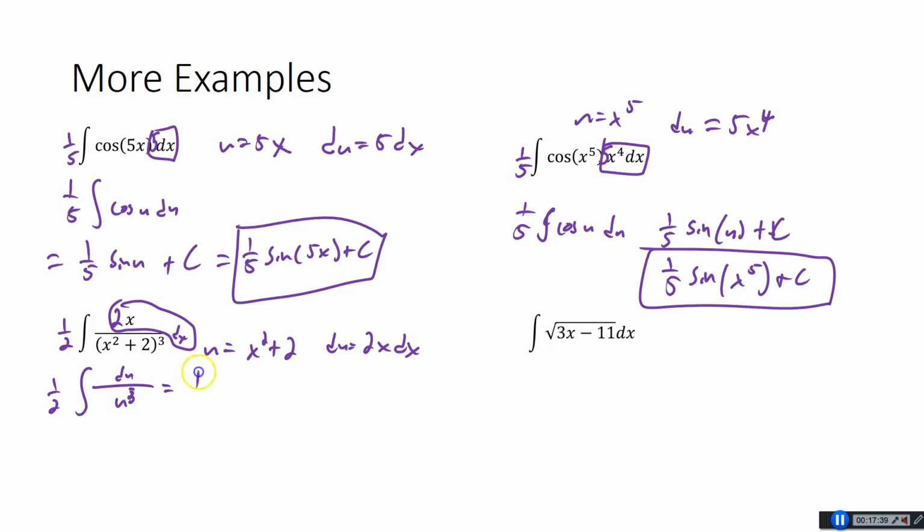So this is 1/2 integral u to the negative 3 du, which is going to be 1/2 u to the negative 2 over negative 2, right? We add 1 and divide by the same thing, plus c, which is 1/2, let's see, what's u? U is x squared plus 2. So we have x squared plus 2 to the negative 2nd divided by negative 2 plus c.